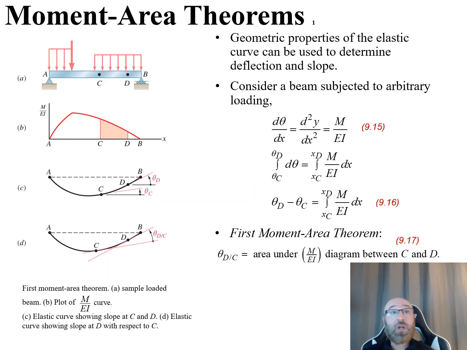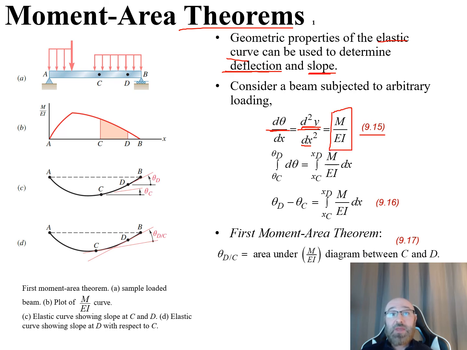So next, let's take a look at our moment area theorems. Within this, the geometric properties of the elastic curve, which we've discussed before, can be used to determine our deflection and our slope. Recall our deflection is typically y, and our slope is our theta term. If we consider a beam subjected to arbitrary loading, we can take a look at equation 9.15 in our textbook, where d theta dx, our change in theta with respect to x, is equal to d squared y dx squared, the second derivative of y with respect to x, which we know is M over EI.